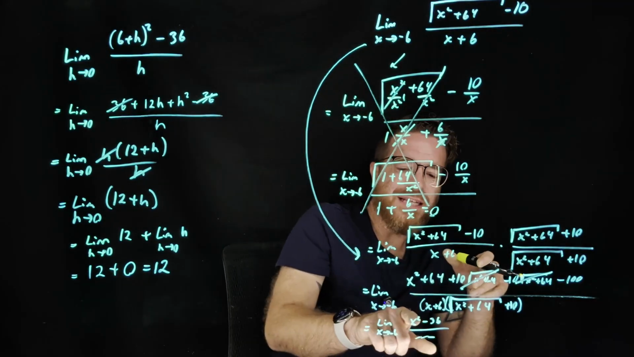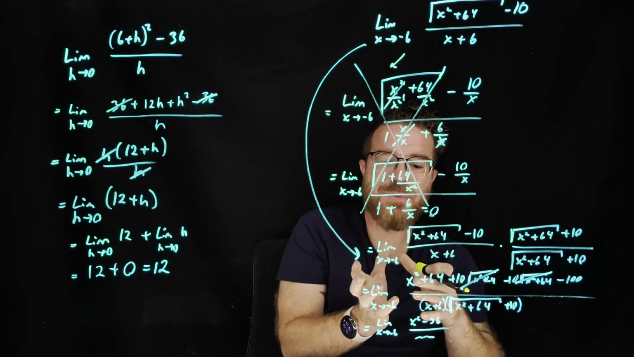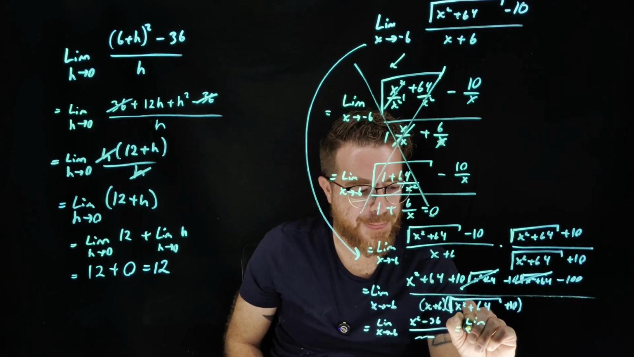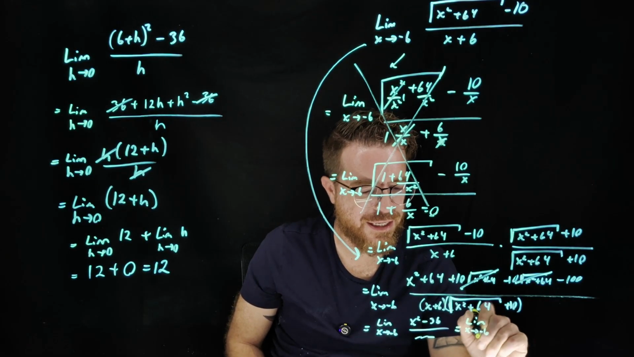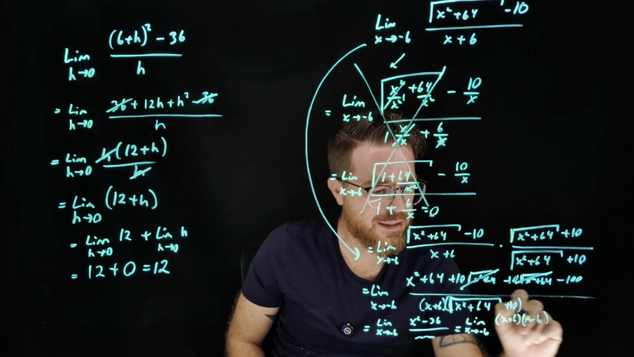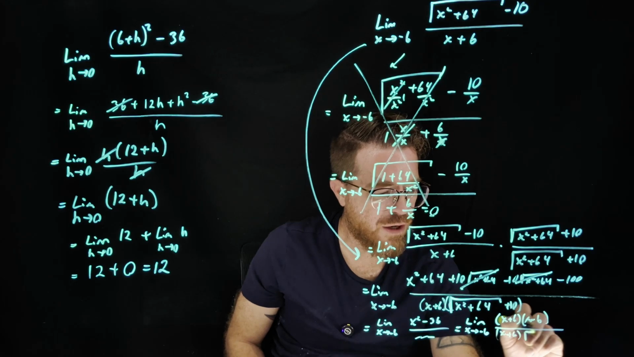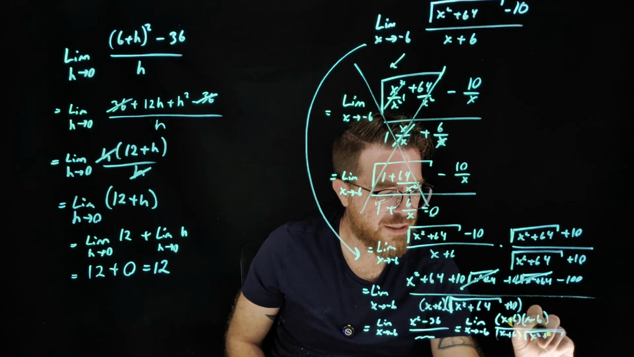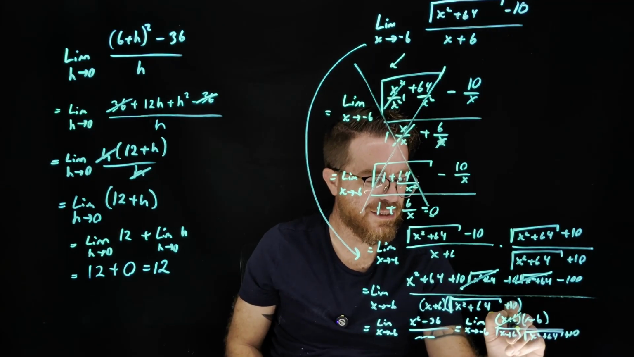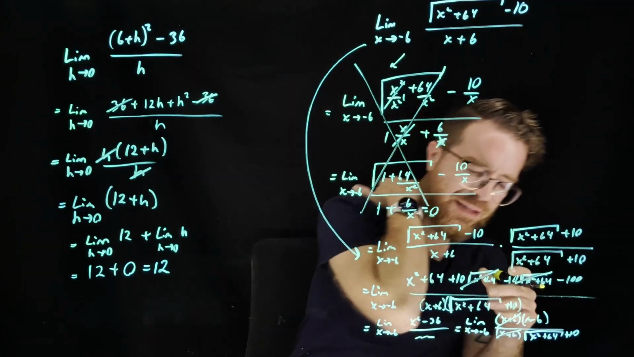Why am I doing this? Well, because let's look at this x squared minus 36. This can actually be split into x plus 6 times x minus 6. So this is going to be the limit as x approaches -6 of x plus 6 times x minus 6, divided by x plus 6 times the square root of x squared plus 64 plus 10. So these x plus 6's are going to cancel. And now I could actually evaluate my limit.